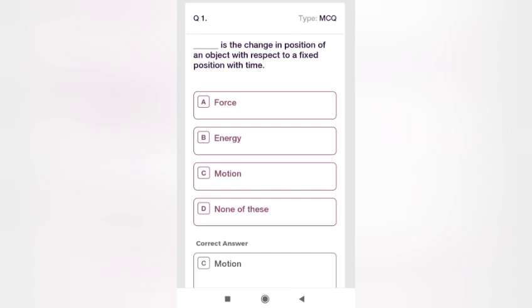Dash is the change in position of an object with respect to a fixed position with time. We can say the change in position is motion. I can show you with an example here. You can see that the boy is moving from the house and he is reaching the school. So he is said to be in motion. The position of the boy is changed.